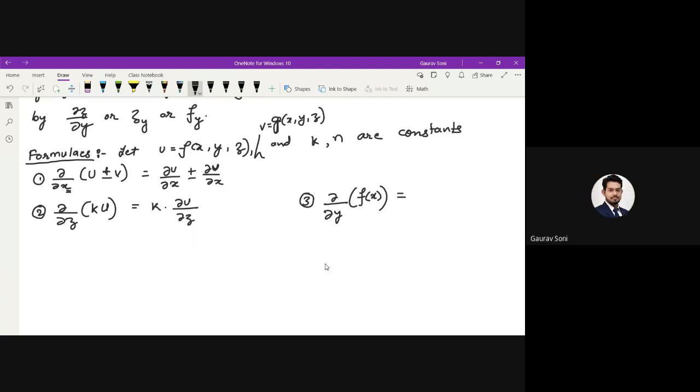If I write 5 is a constant, so 5 square plus 5 is again a constant. So what will be the answer here? What is the derivative of a constant? Zero. Because they are independent variables, so they shouldn't affect the other variables. Exactly. So if I am taking partial derivative with respect to y of a function of x, it will become zero. In the similar manner, partial derivative with respect to x of a function of y will also become zero.